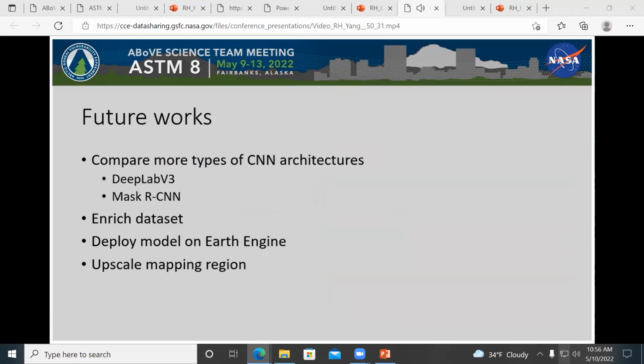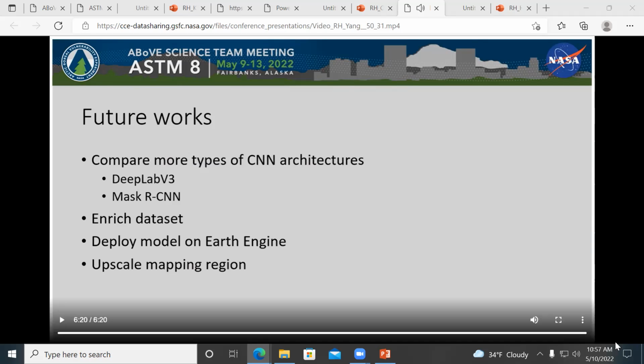So for our future work, we would like to compare more types of architectures, for example DeepLab V3 and Mask R-CNN. Also, we would like to enrich our data set by finding more RTS training examples. And this will be deployed on Earth Engine for whole area inference. And finally, we would like to upscale the mapping region to across the entire Arctic.